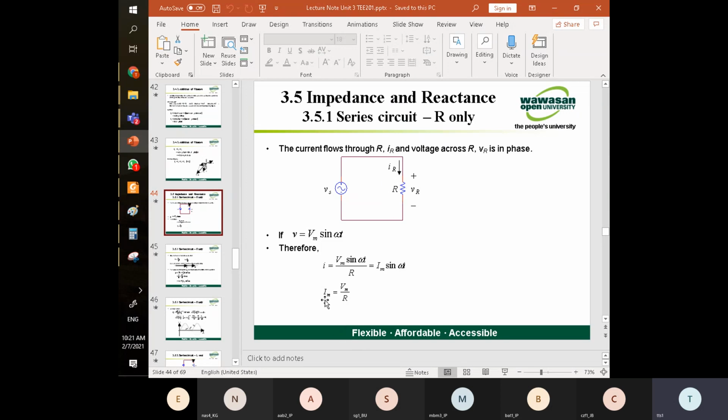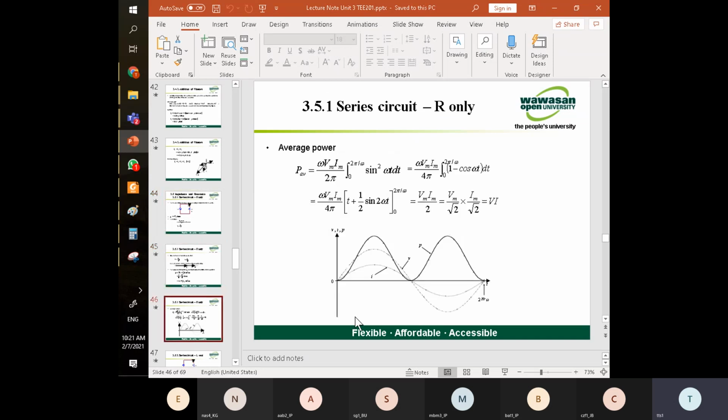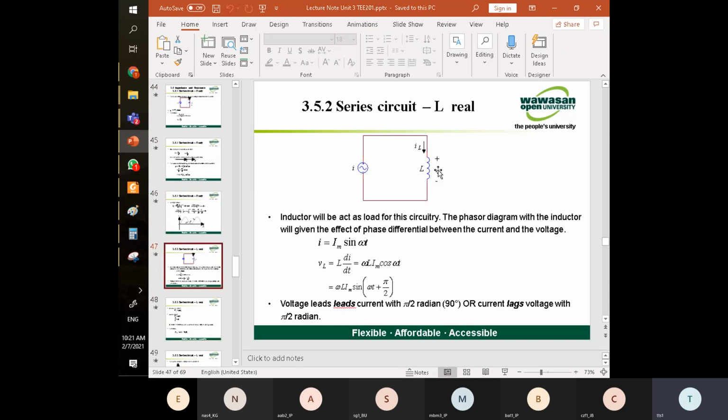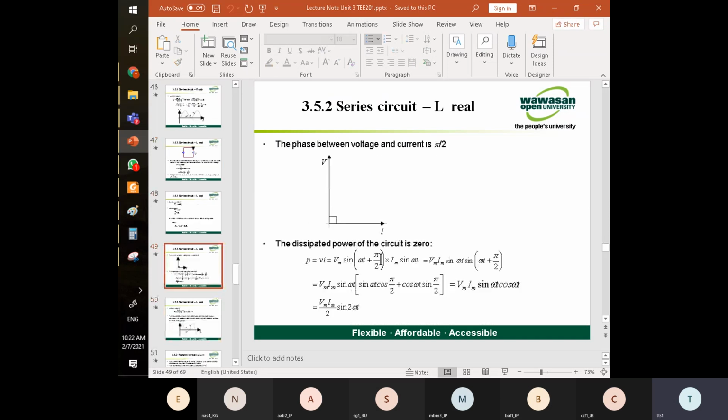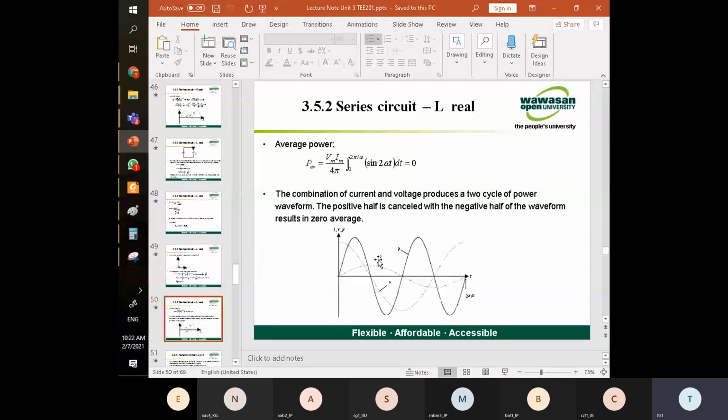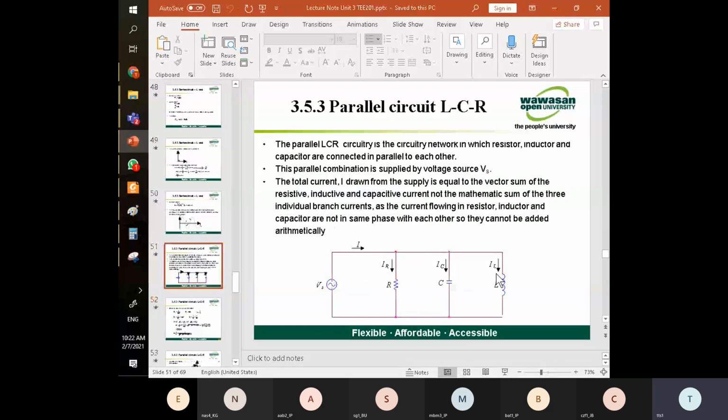You can just take the current equal to Vm over R. Everything is just like DC. But when we put in the L component, the L component will cause the current to lag. Current will lag the voltage by 90 degrees, which is pi over 2. So what happens is, when it comes to this, this is the R, right? Sometimes it's quite confusing looking at this thing here.